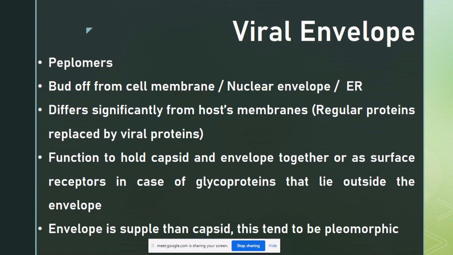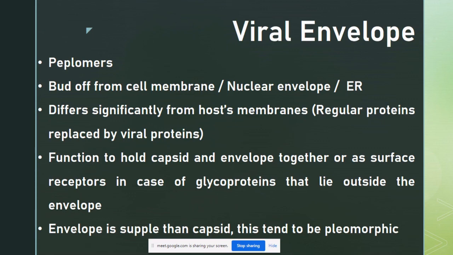If we talk about the function of the envelope, it holds the capsid; the function of the envelope proteins, to be very specific. Why do these viral proteins replace the cell proteins? Because these viral proteins function to hold the capsid and envelope together. Sometimes they can also hold the surface receptor, which we talked about as glycoproteins, right? So these are very important proteins, and this point should be remembered.